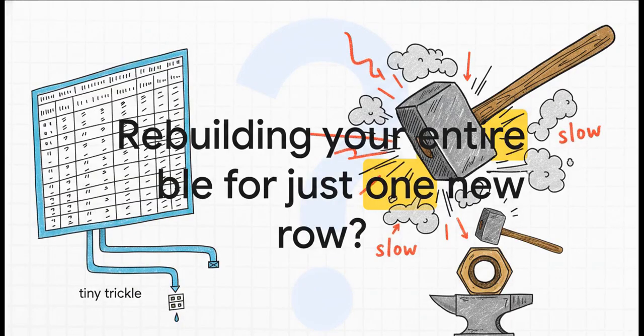So, picture this. You've got this massive, beautiful table, maybe billions of rows deep, and then just one single new row of data comes in. And what does your pipeline do? It rebuilds the entire thing from scratch. It's like using a sledgehammer to crack a nut, right? It's slow, it's crazy expensive, and honestly, it's just painful to watch.